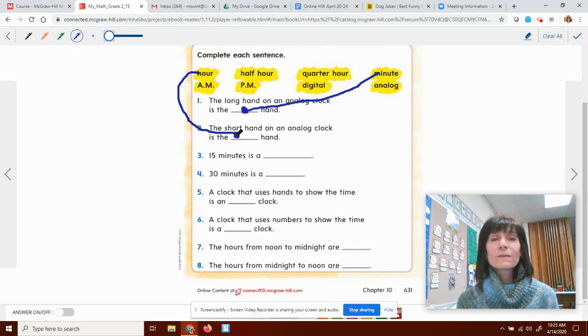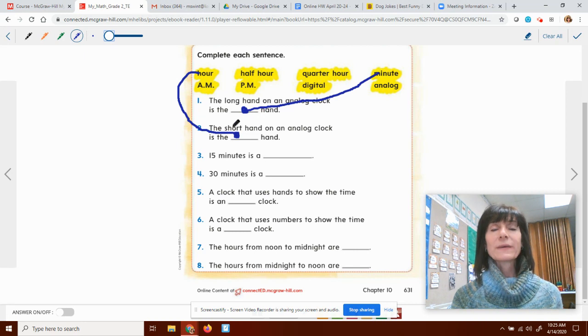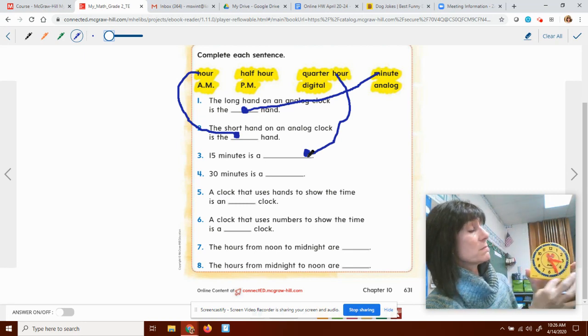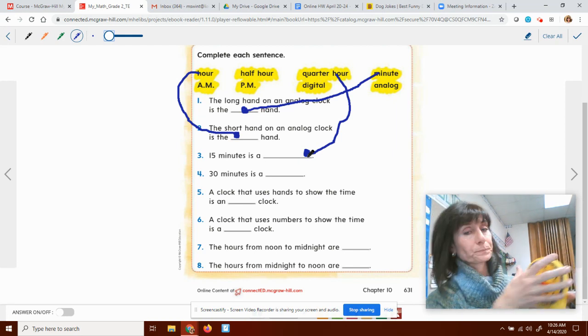Number three, 15 minutes is, let's see what we have left. Is 15 minutes a half hour, a quarter hour? Is it analog? Is it digital? Is 15 minutes a PM? Is it an AM? What makes the most sense? What sounds right? And if you said quarter hour, you're right on. Because we said 15 minutes, there's 4 sets of 15 minutes in a clock. So each of these 15 minutes are considered a quarter hour.